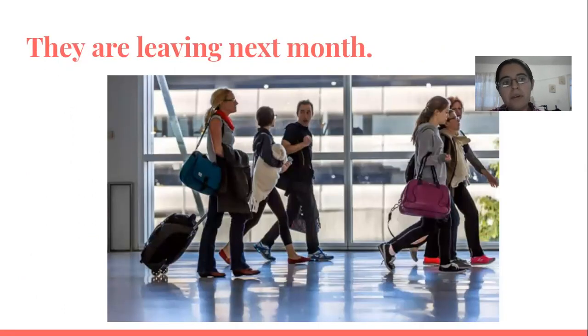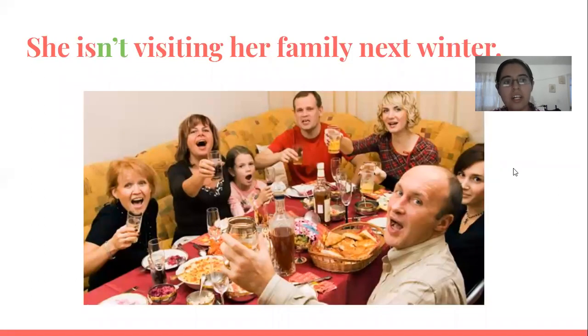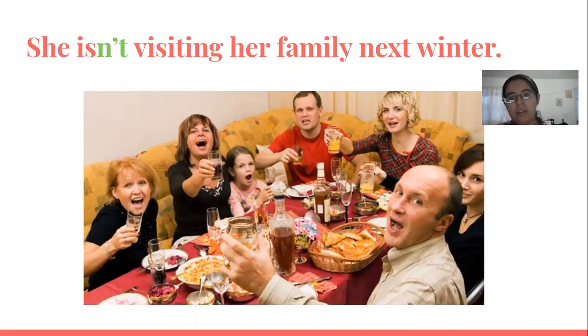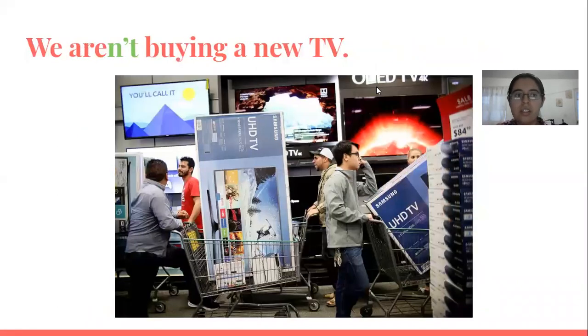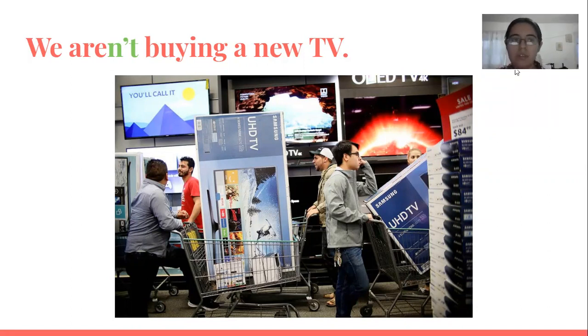So here we have an example. They are leaving next month. So these people maybe are leaving the country next month. That's why they're at the airport. Next one, she isn't visiting her family next winter. So that's something in the future that she is very certain is not going to happen. Next is, we aren't buying a new TV. So maybe we already have a TV, we don't need a new one, so we're pretty sure we aren't buying a new TV.